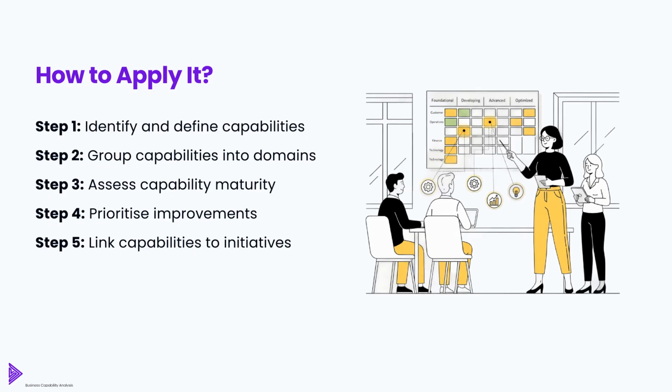Step 4. Prioritize capabilities for improvement. Once maturity and strategic value are clear, you can recommend where investments should focus. Step 5. Link capabilities to initiatives. Finally, map initiatives back to the capabilities they uplift. This ensures alignment and traceability. This approach keeps your analysis structured, repeatable, and aligned with BABOK principles.